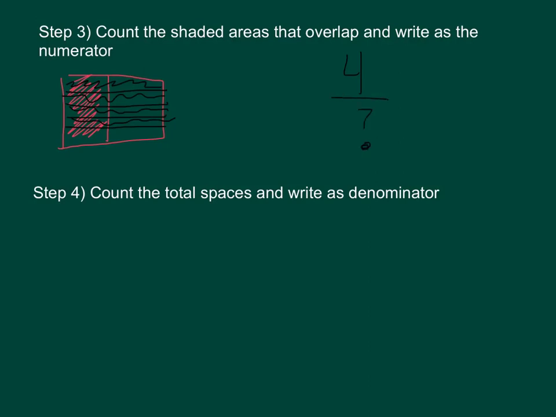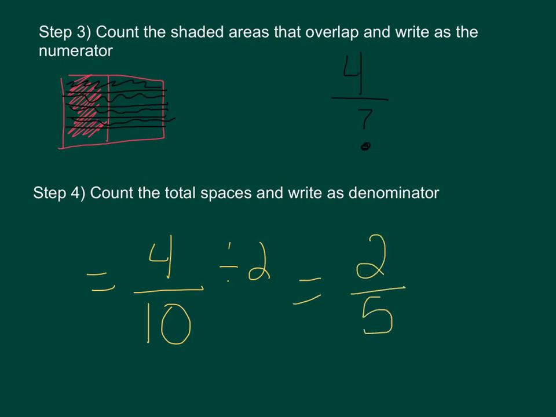And that's where we look at step 4. It says count the total spaces and write as denominator. Well, total spaces here, we've got 1, 2, 3, 4, 5, 6, 7, 8, 9, 10. That's the total number of spaces we have, which means in here it says write as denominator. So our final answer is going to be 4 over 10. Which, as we already know, we need to make it into lowest terms. We get 2 over 5, just like our first method.